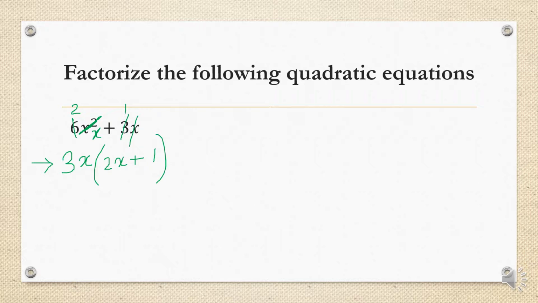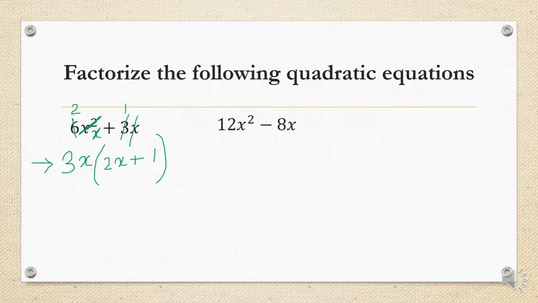3x by 2x will give us 6x squared plus 3 by 1. 3x by 1 will give us 3x. So this is us expanding. We're not focusing on expanding now, we are focusing on factorizing. But I'm just showing you how it works.